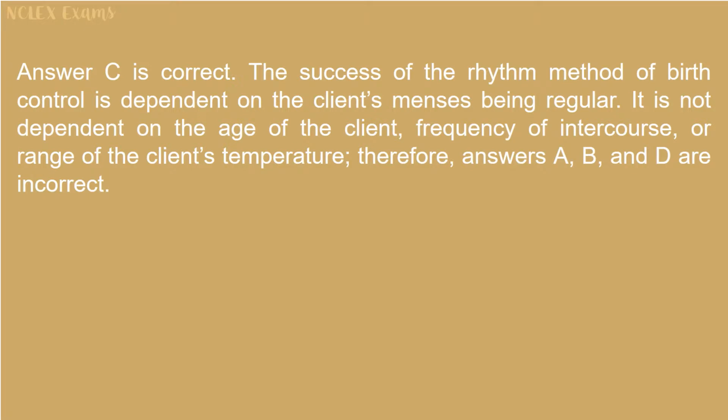Answer C is correct. The success of the rhythm method of birth control is dependent on the client's menses being regular. It is not dependent on the age of the client, frequency of intercourse, or range of the client's temperature. Therefore, answers A, B, and D are incorrect.